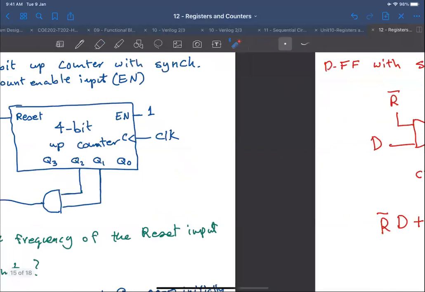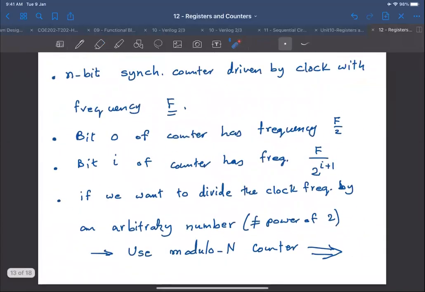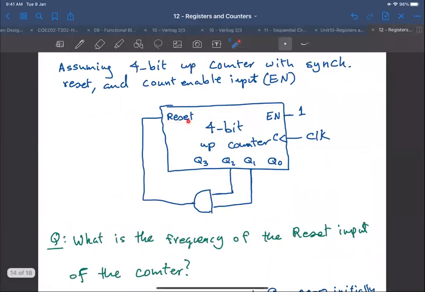So now let us assume. Remember that our objective is to derive a method to divide our clock frequency by an arbitrary number. So we are going to do that eventually. Do you get the idea now? You get what we are trying to do? So we are going to use a modulo counter for that. That has a reset input, but this is a synchronous reset. It's not asynchronous.